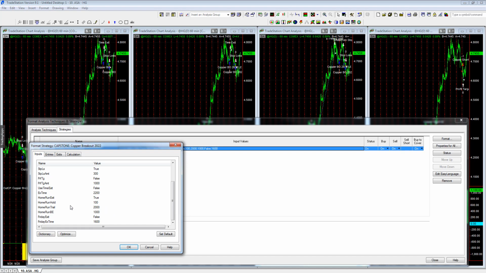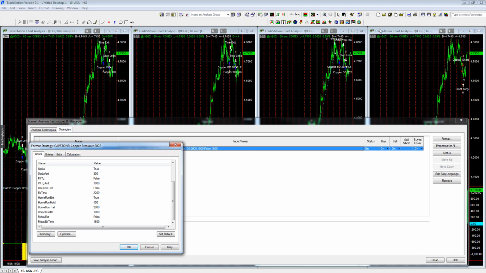General parameters, you could also turn on the Friday exit, so maybe you don't exit each day, but maybe you want to exit before the weekend. So you could turn on the Friday exit, and it should not get back in on Friday if you exit at 1600, because it won't enter a trade until 1600 to 2300. So something actually to watch on that. So that is the Copper Breakout 2022 with the home run setup.